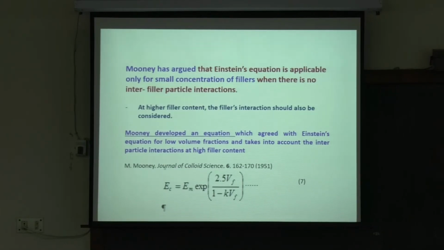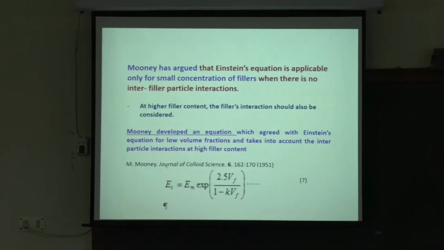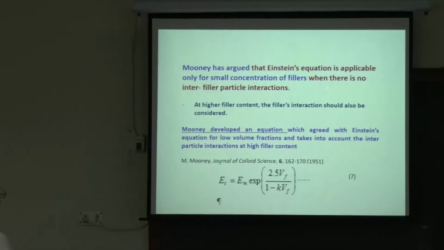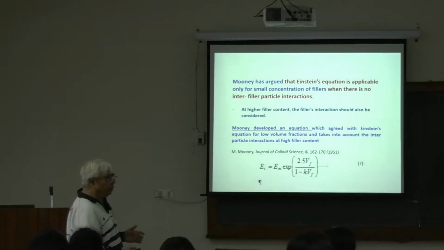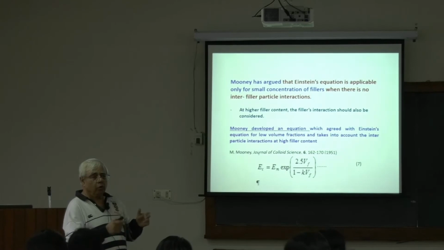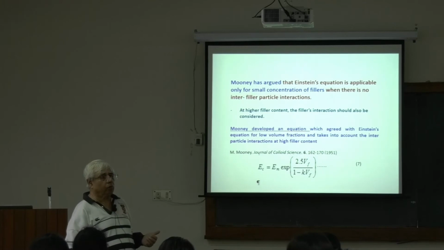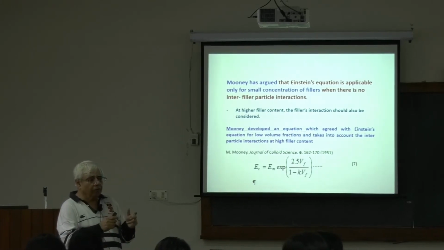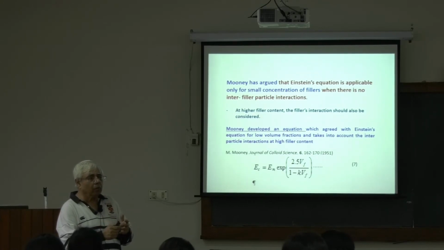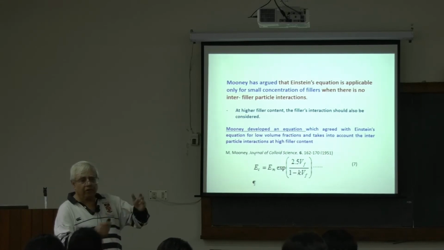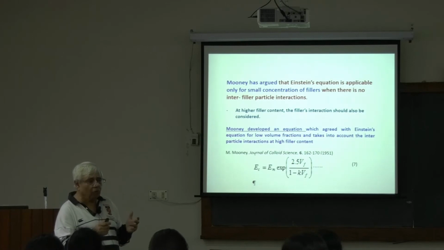Mooney generated an equation. Mooney's argument was that Einstein's equation is applicable only for small concentrations of fillers, when there are no interfiller particle interactions. What is no interfiller particle interaction? Remember, we showed you that with SEM, the program can actually measure the average distance between the particles. In one of our latest works, we found that if you have more filler, fly ash particles, then the distance between the particles can be about 15 to 20 micron.